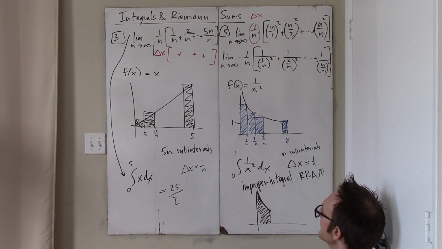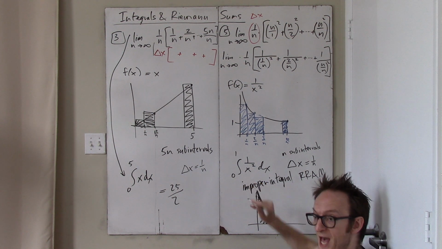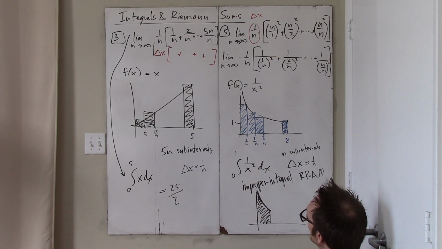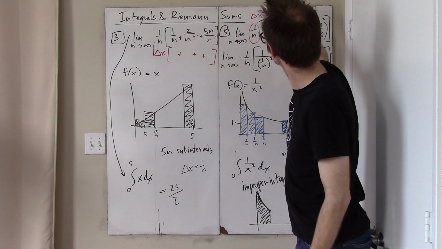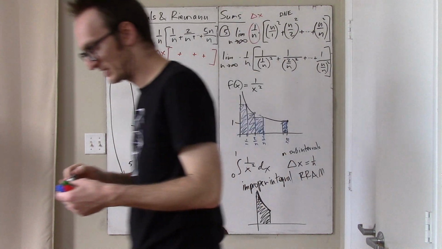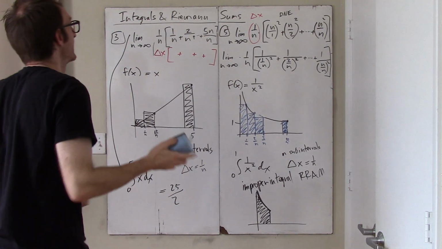And so we don't know how to do this integral. If you try to apply the FTC, it doesn't work. And more advanced techniques will reveal that in fact this integral does not exist. So actually, this limit does not exist. Okay, I don't want to spend too much time on that because it's not what we're trying to do right now. Okay, I'm going to erase this.